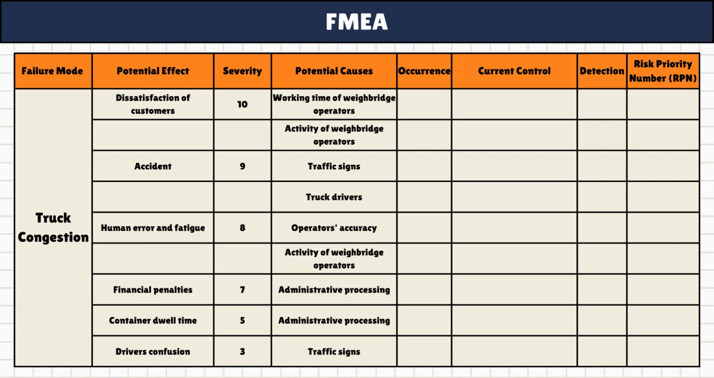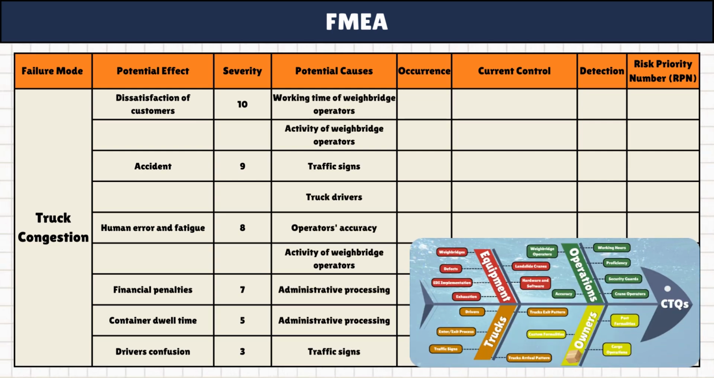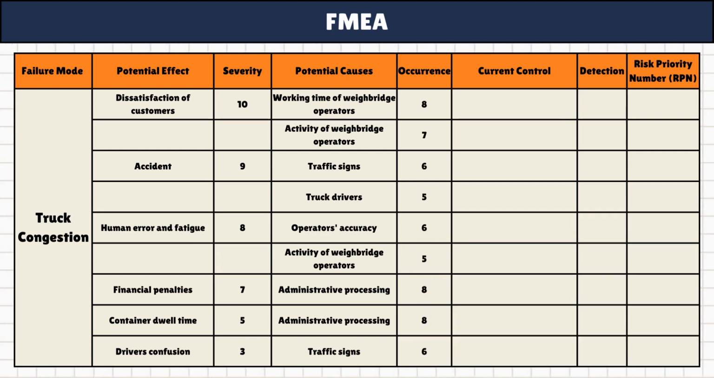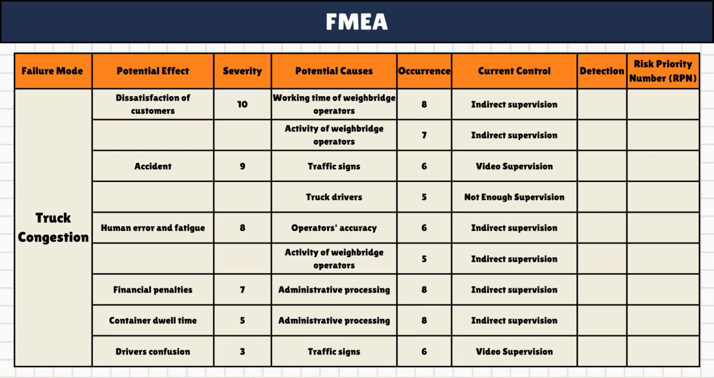Next, we identify the potential causes for each effect using the causes already listed in our fishbone diagram. Then, we assign an occurrence score based on how frequently each cause occurs. Higher frequency gets a score of 10, while rare causes get a score of 1. Finally, we evaluate whether we have proper supervisory controls to detect these causes. If detection is poor, we rate it 10, and if it's well controlled, we rate it 1.